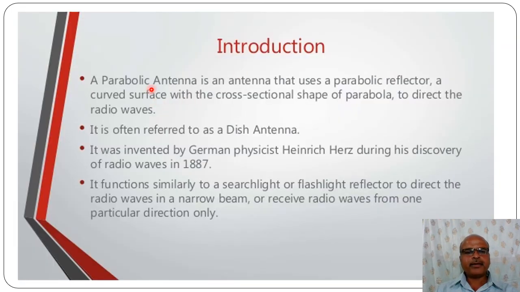So a parabolic antenna is an antenna that uses a parabolic reflector, as previously mentioned, a curved surface with the cross-sectional shape of a parabola to direct the radio waves. It is often referred to as a dish antenna, as previously mentioned. It was invented by the German physicist Heinrich Hertz during his discovery of radio waves in 1887. It functions similarly to a searchlight or flashlight reflector, to direct the radio waves in a narrow beam or receive radio waves from one particular direction only.